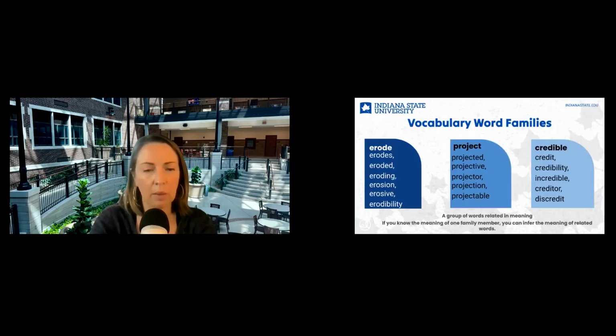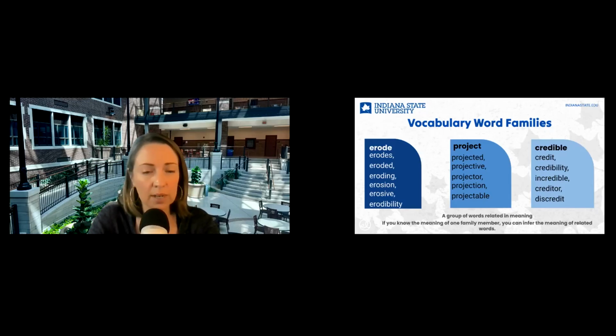Another way to present vocabulary is to provide the word in its word family. So if my vocabulary word that I'm introducing is erode, I'm going to show all the different ways that the student might interact with the word erode. They might come across erodes, eroded, eroding, erosion, erosive, erodibility. So any other way that they might connect with that word.